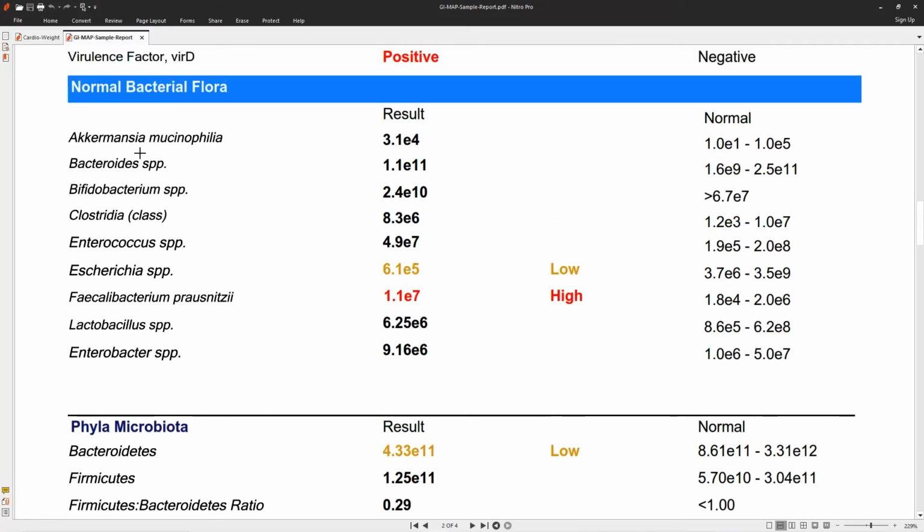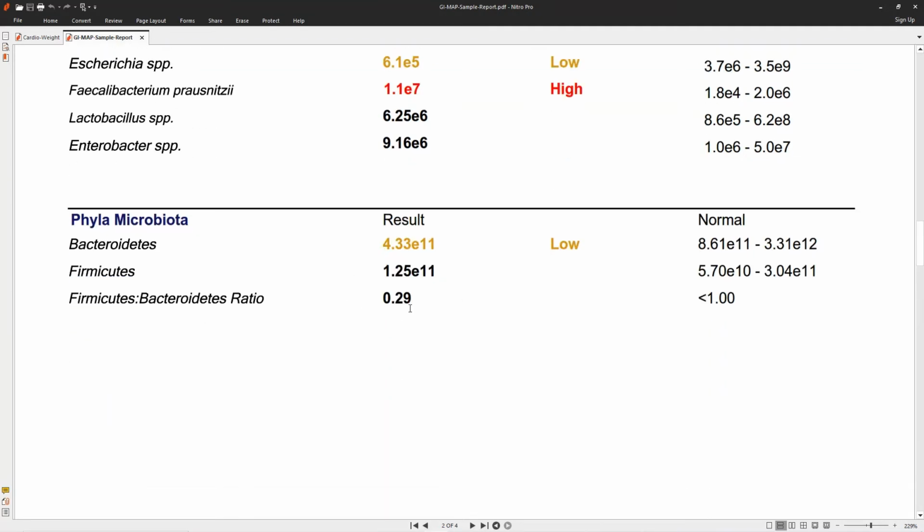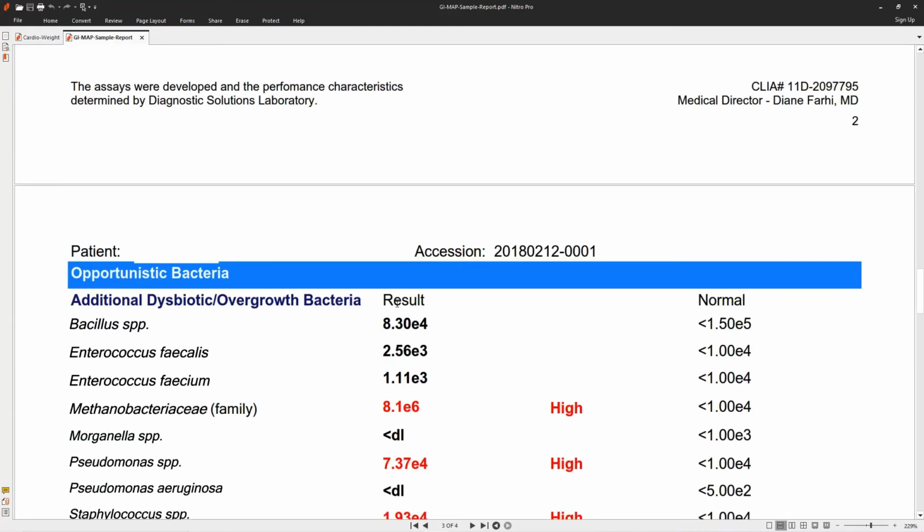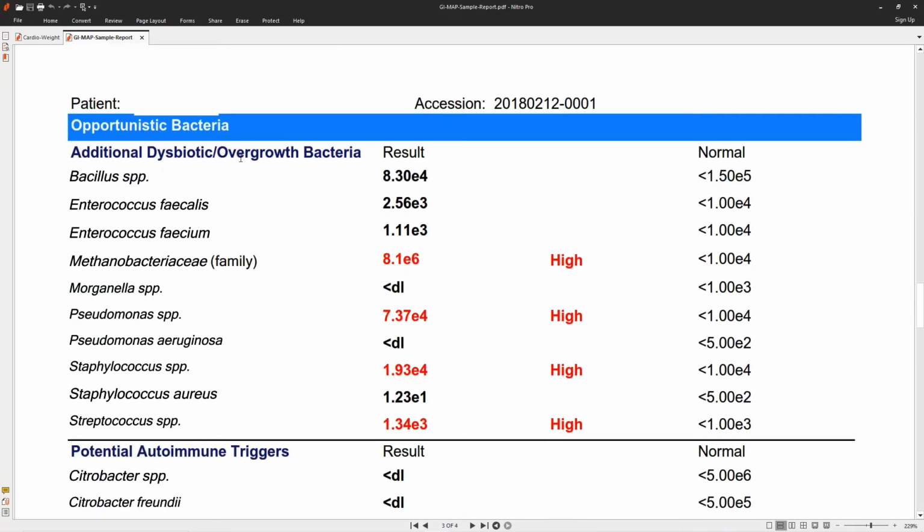So if we come down lower, normal bacteria, you can have an overgrowth of normal bacteria that's also known to be SIBO, small intestinal bacterial overgrowth. Some more bacteria that can get out of control. Down lower. Now these are the bad guys, the dysbiotic bad bacteria that we don't want to see. In this case, this person has quite a bit.